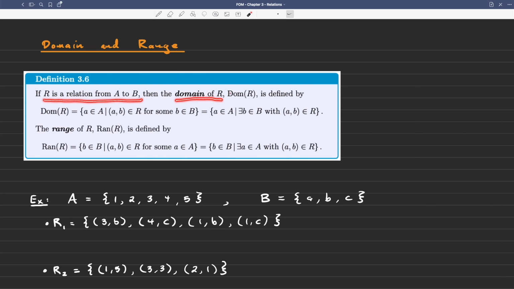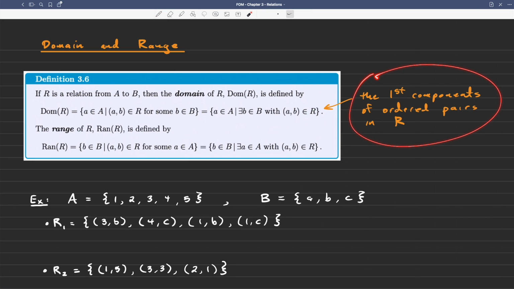The domain of R, for which we're going to use the notation DOM of R, is this set. I kind of like to think of it in the second form here. The domain of R is the set of all elements in the first set A for which there exists some b in the second set, big B, that pairs with a. So when you say an element little a is in the domain, it means it's the first component of an ordered pair that exists in the relation. This is an easier way to think about it. The domain of R is just the set of first components of ordered pairs that are in R.